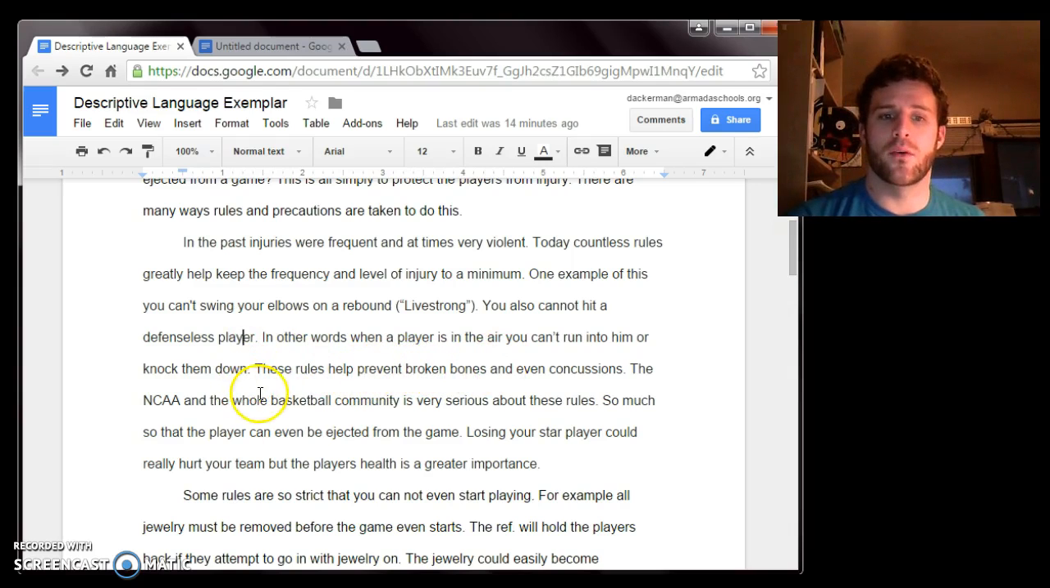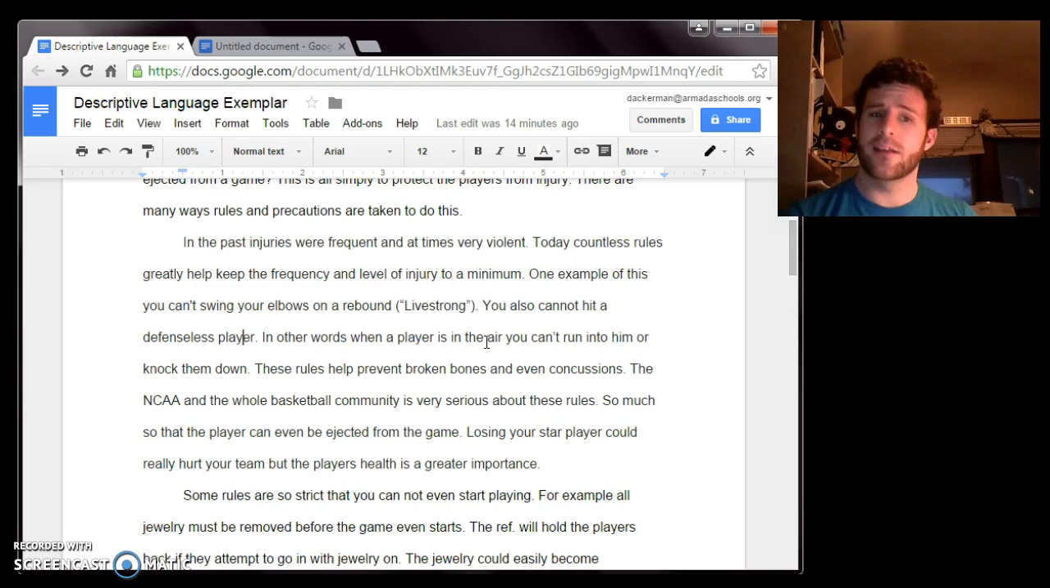The NCAA and the whole basketball community is very serious about these rules. So much so that the player can even be ejected from the game. Okay, didn't just say, oh, they can be kicked out of the game. No, they went above and beyond, found a very descriptive verb to use instead. Losing your star player could really hurt your team, but the player's health is of greater importance.